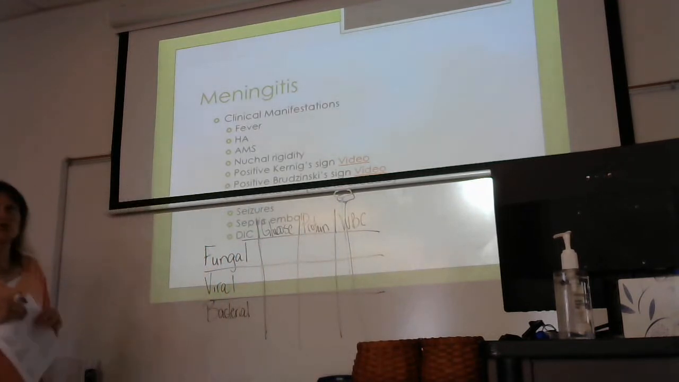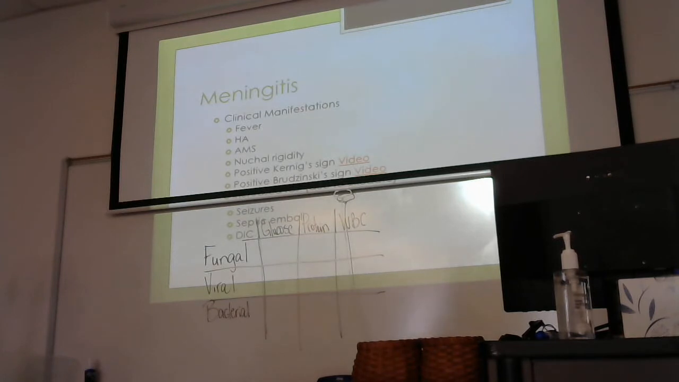An LP on a patient, a lumbar puncture. Tell me a contraindication to lumbar punctures, first of all. Increased intracranial pressure. We don't do lumbar punctures. Why? Because of herniation. Exactly. So what do we do instead? Oh, got me on that.